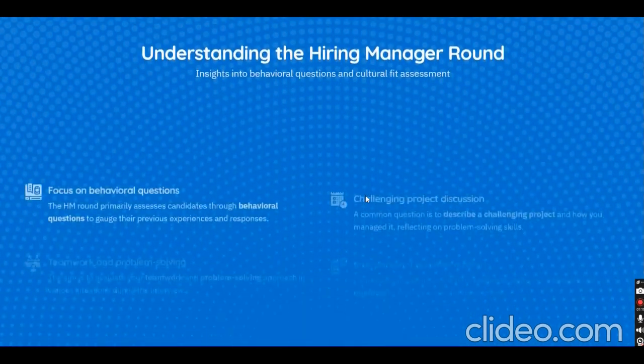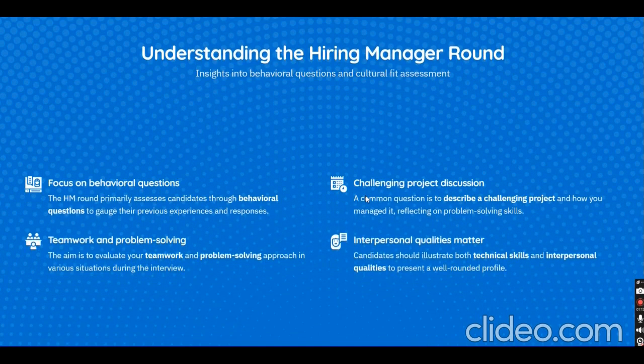So the next round was the hiring manager round. As the name suggests, they need to understand mostly your behavioral, problem solving and interpersonal skills. So for me also it was the same. Firstly, they see if I am a cultural fit or not. Questions like why are you leaving your current company? How was your previous company? And in some scenario, how will you behave? These kinds of questions were there.